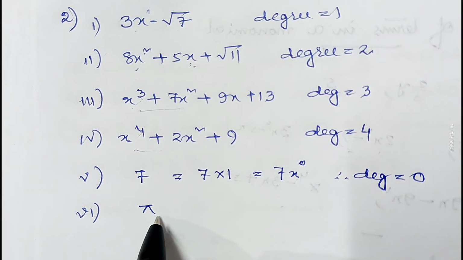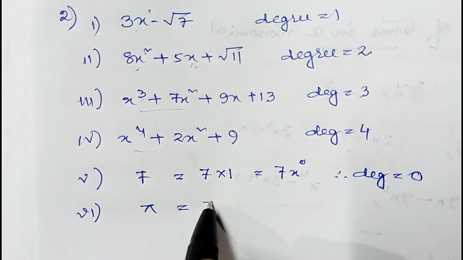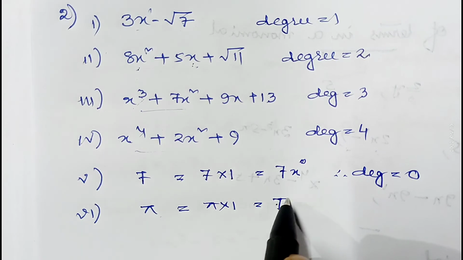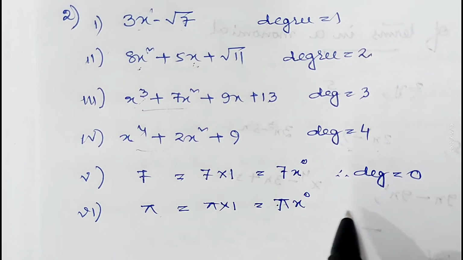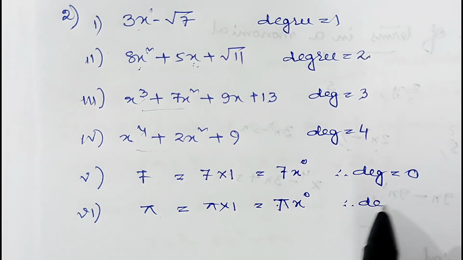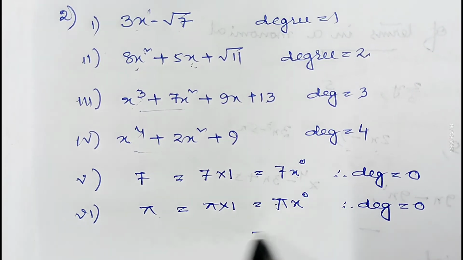In case of pi, pi is also a constant number. Pi can be written as pi into 1, and this 1 can be written as x to the power 0, so pi x to the power 0. Since power of the variable is 0, therefore degree in this case is also 0.